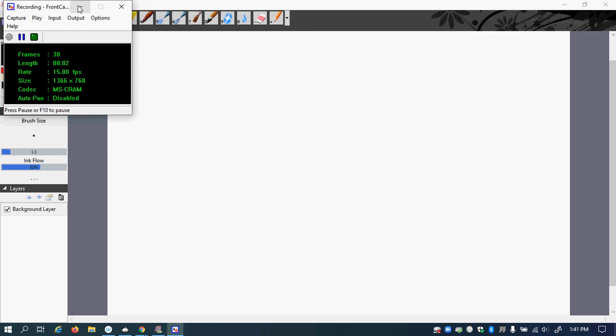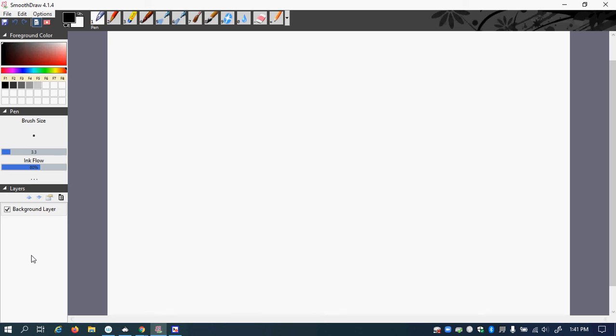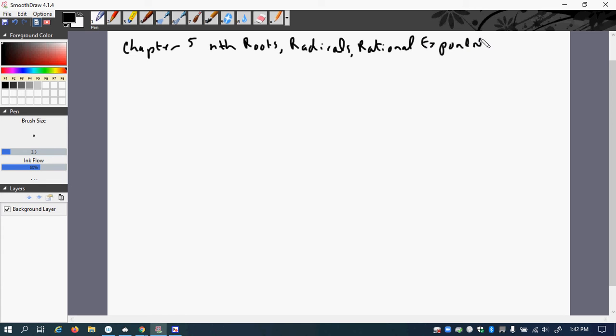Okay, so we are going to start chapter 5. Chapter 5, which is called the nth root and radicals and rational exponents. Okay, this is in your book. You can go to page 239 to read this. So we're going to take a look at example 1.